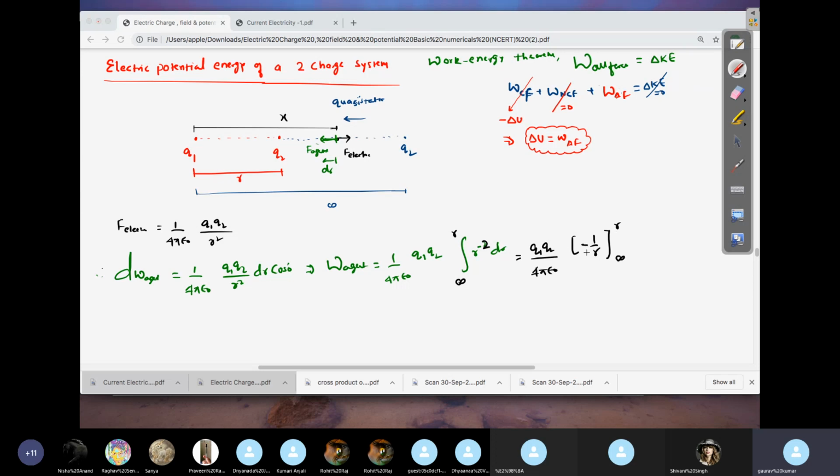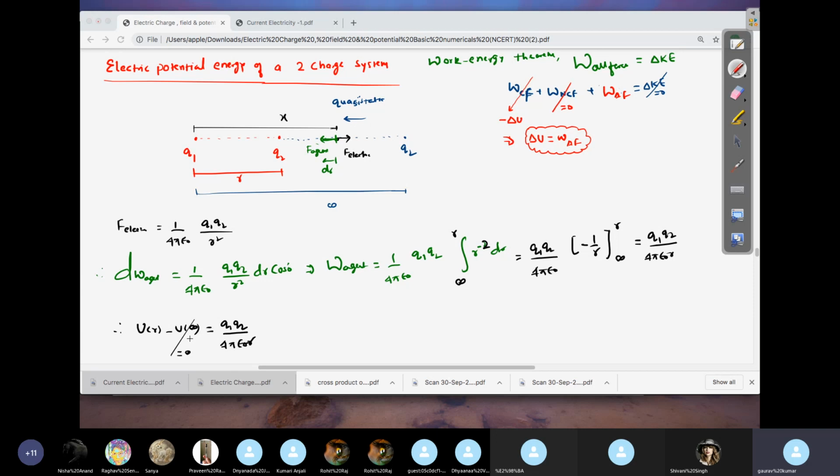So when you put in R, you will get R only. When you put infinity, 1 by infinity is 0. So what is the final answer you will get here? Q1 into Q2 by 4 pi epsilon naught into R. You got the formula. Therefore, delta U, that is U at R minus U at infinity, came out to be Q1 into Q2 by 4 pi epsilon naught into R, if I take U at infinity to be 0. Obviously we can have this choice.